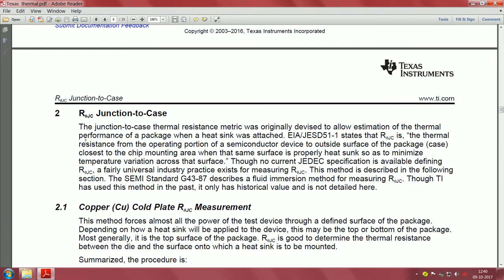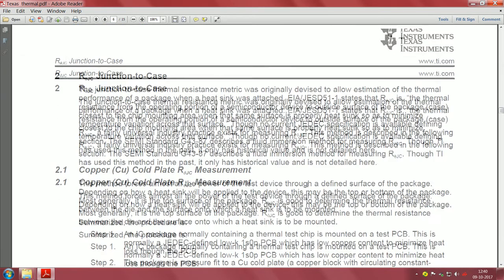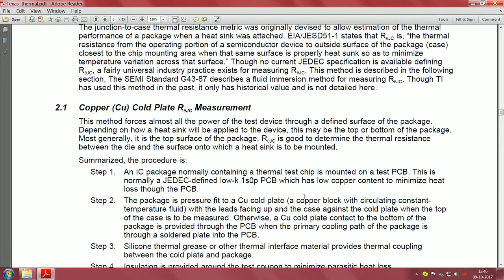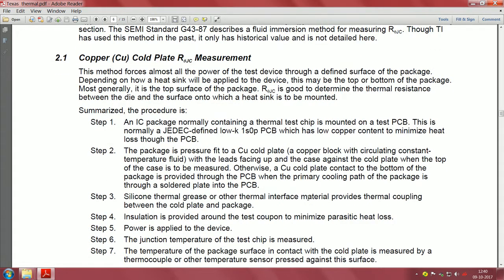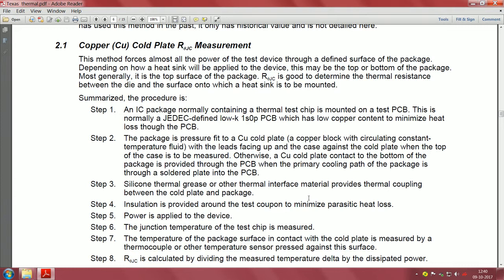By definition itself, thermal resistance is measured from the operating portion of the semiconductor to the outside surface of the package closest to the chip mounting area, with the same surface probably heat sunk so as to minimize temperature variations across that surface. So, we have this problem even with the definition.